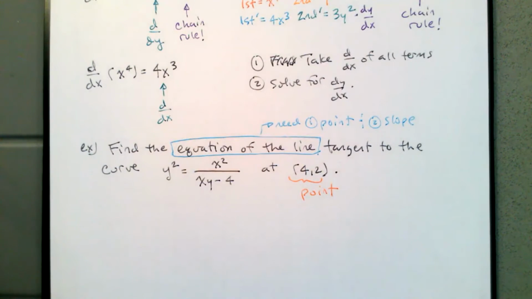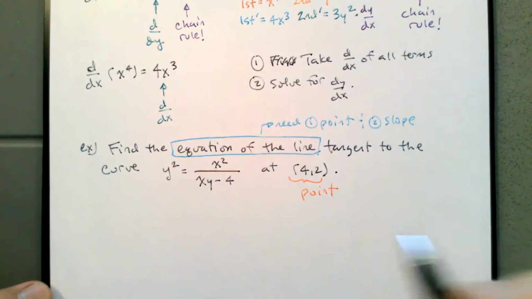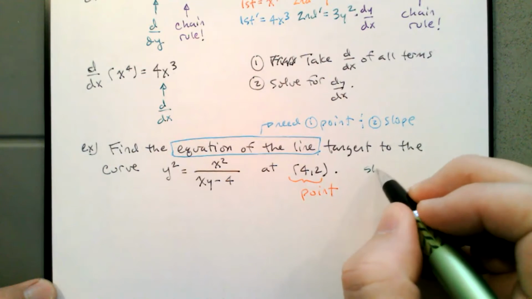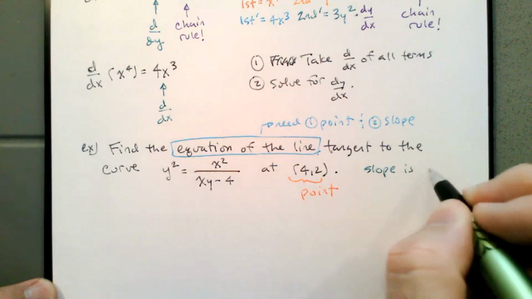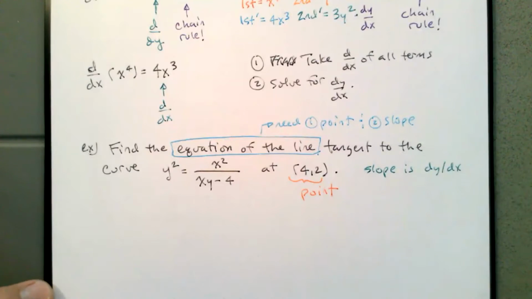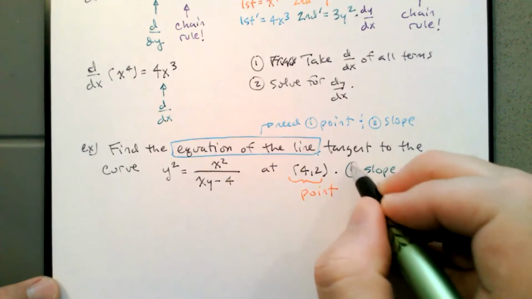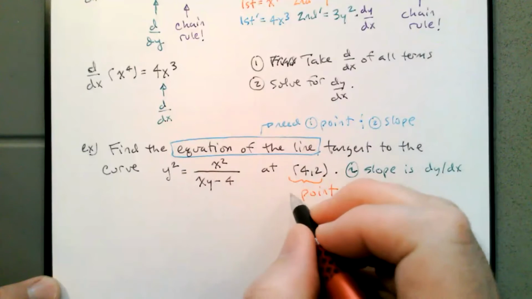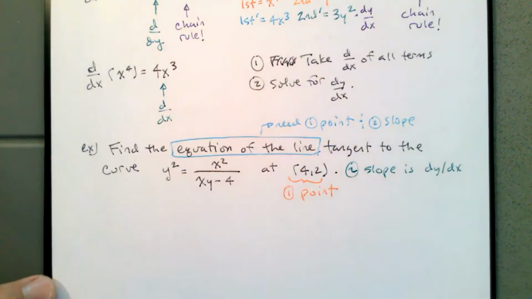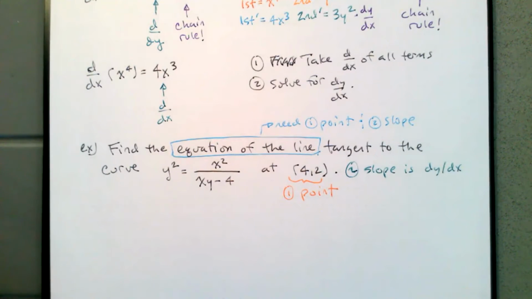To get the slope for a tangent line, we use the derivative. So first, we're given the point. That's the first thing that we need. And second, we need to find a slope, which is given by the derivative. In this case, to find dy dx, we're going to use implicit differentiation.